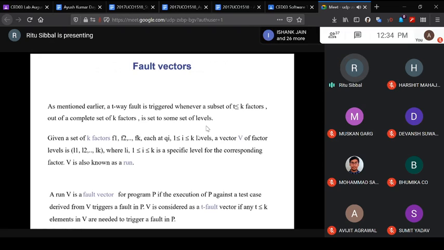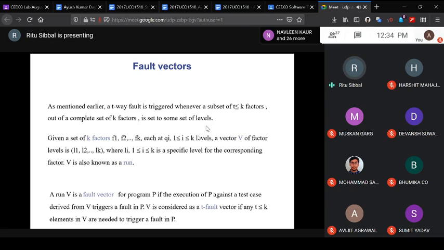Is this clear? Example of two-way interaction faults and three-way interaction faults. The first case, we took a case of the missing condition, and second was a wrong statement. Now let us introduce one more terminology, which is called fault vector.